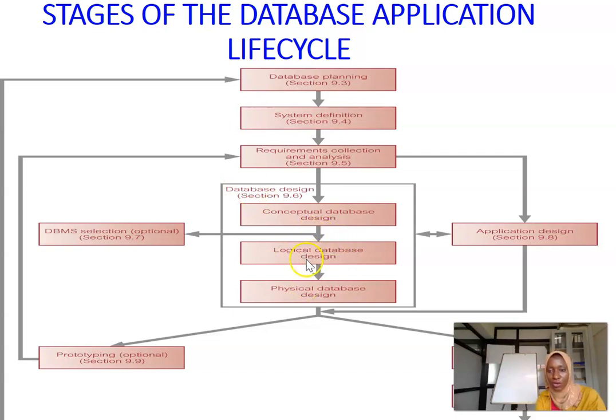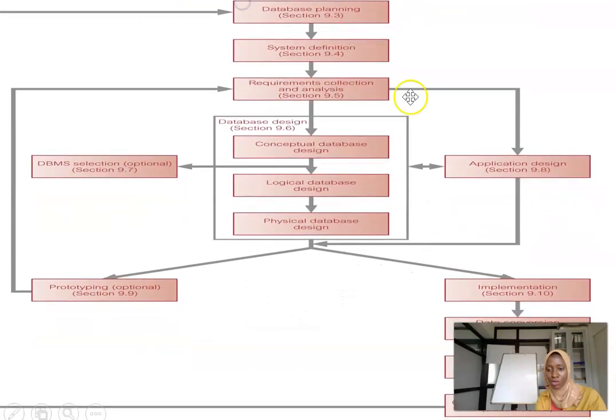Then before the logical database design, we select the database. We need to select the database management system that we are going to use, but we're saying that that is an optional phase. So after the database design, we go to application, prototyping, which we said is an optional phase. Prototyping is an optional phase, and then also we go to implementation.